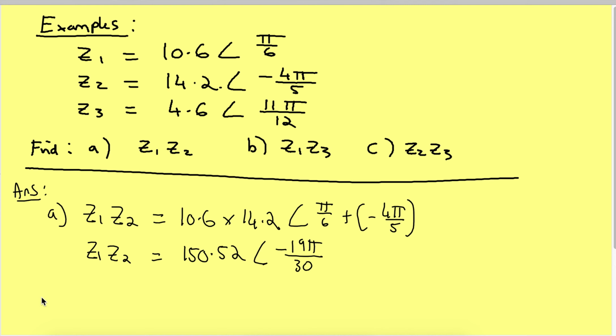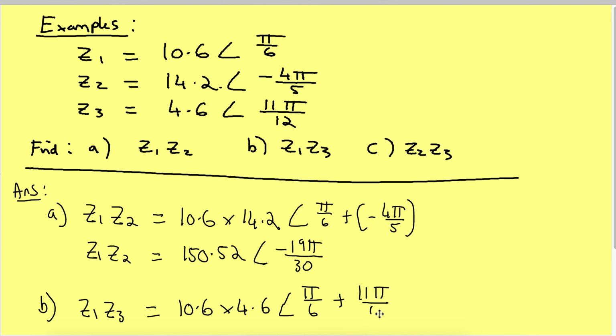Right. B. Z1 times Z3. Okay, so we multiply our moduluses together. So that's 10.6 multiplied by 4.6 at an angle of, and we add our angles together. So that's pi by 6 plus 11 pi by 12.